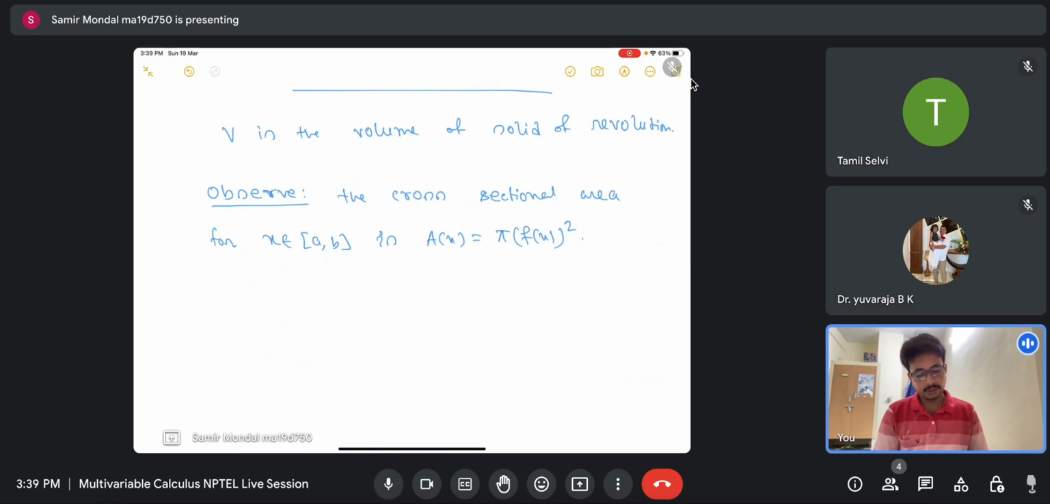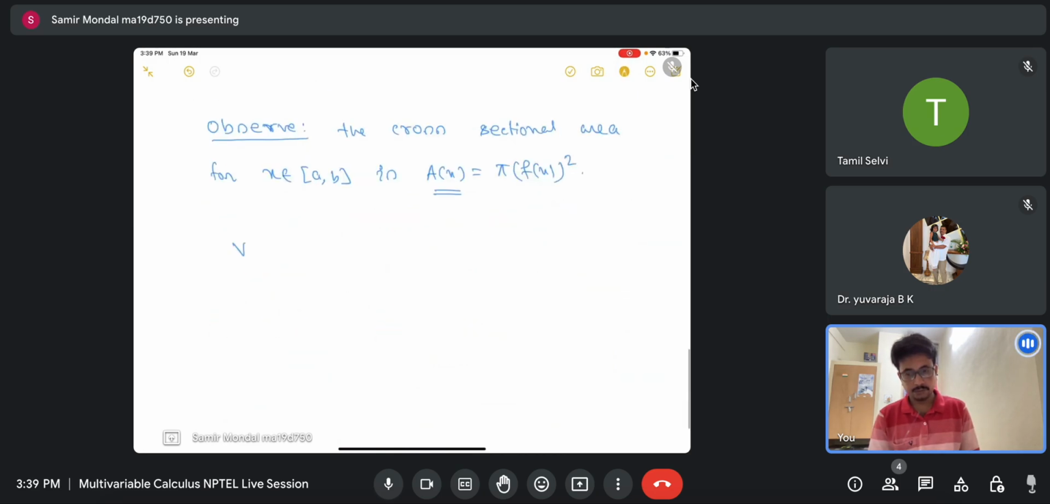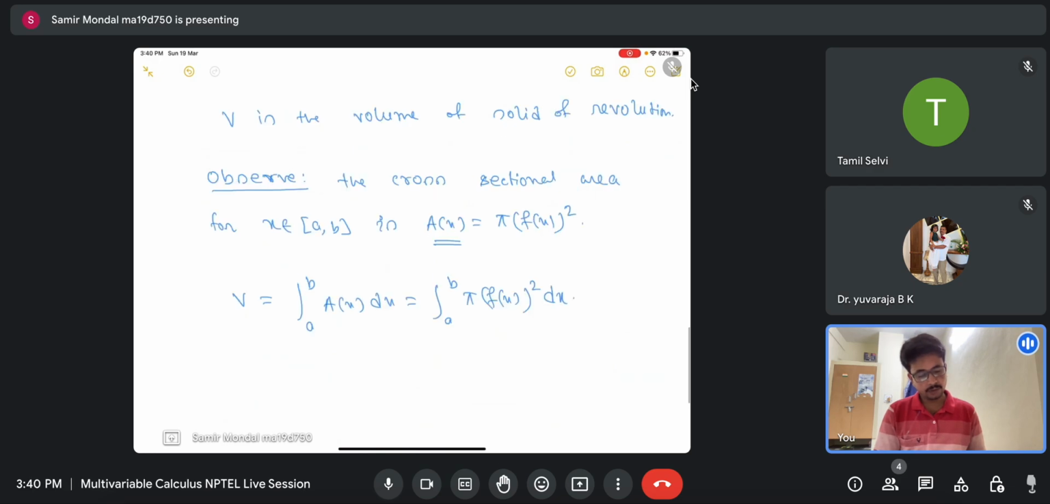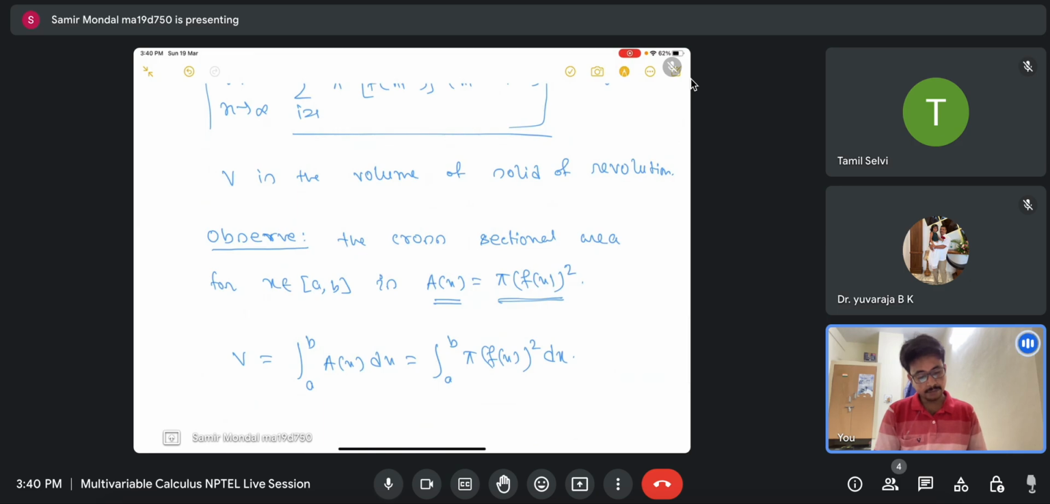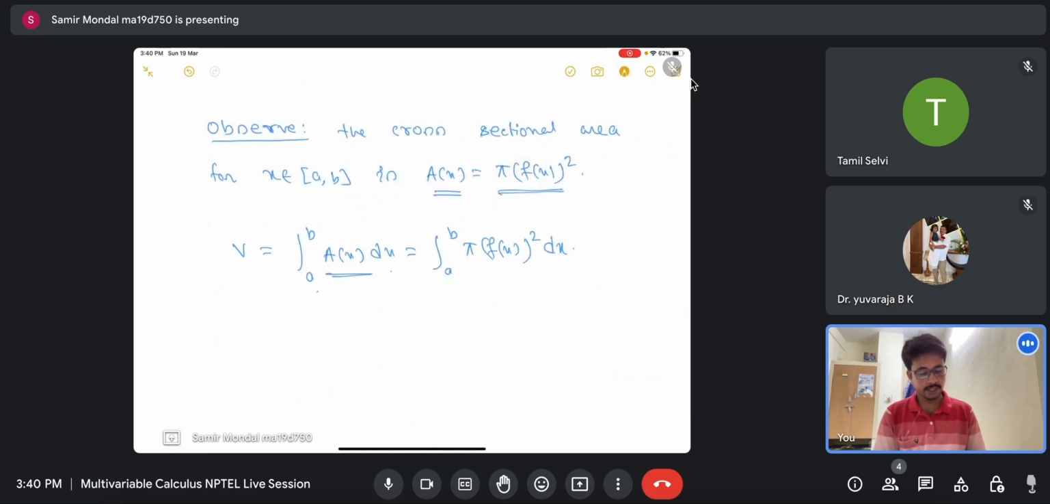If this A of x is a continuous function of x, then the limit of the above sum is the required volume, and that is represented by this limit. V is equal to the integral from a to b of A of x dx, which means the integral from a to b of pi f of x square dx. If the cross-sectional area A of x is continuous, then V is exactly equal to the integral from a to b of A of x dx, where A of x is nothing but pi f of x the whole square. So this is the formula for finding the volume of a solid of revolution.